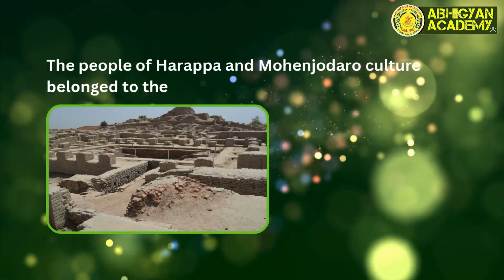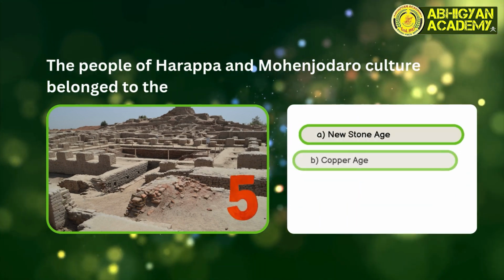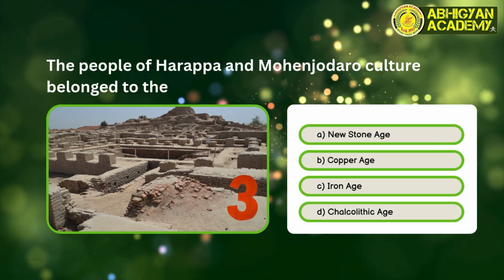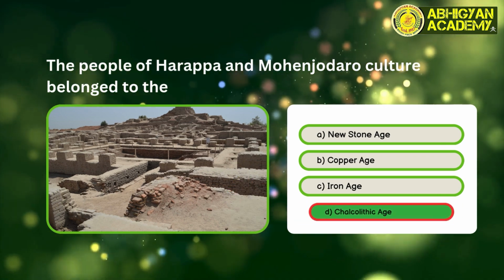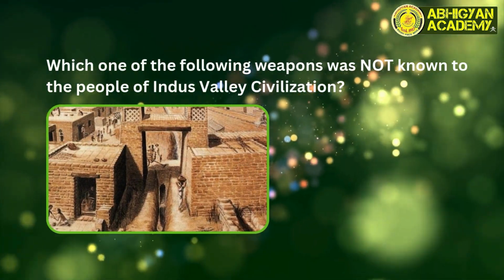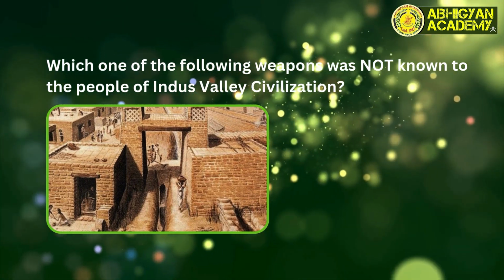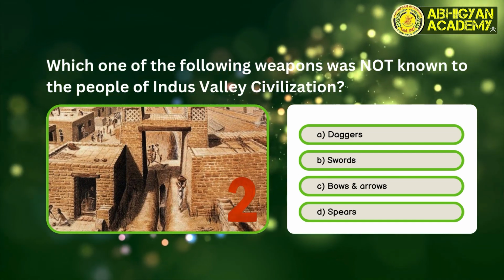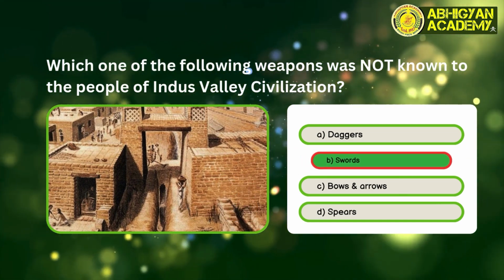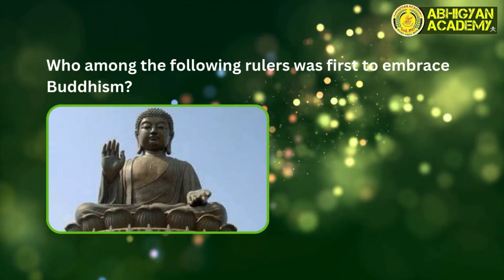The people of Harappa and Mohenjo-daro culture belong to the. Which one of the following weapons was not known to the people of Indus Valley civilization? Who among the following rulers was first to embrace Buddhism?